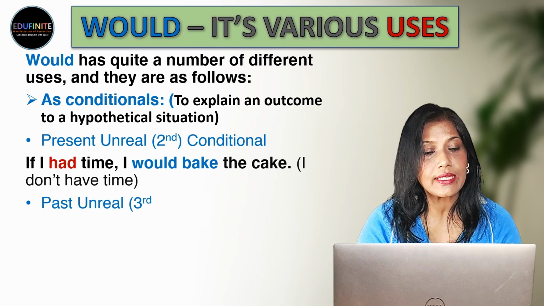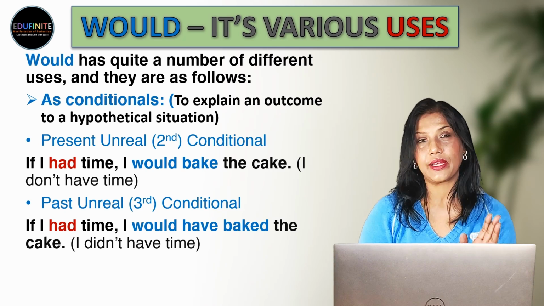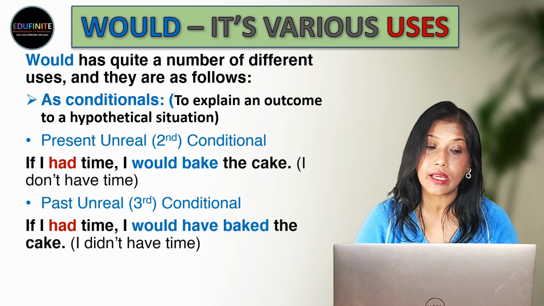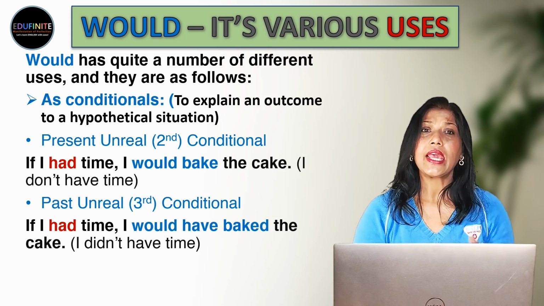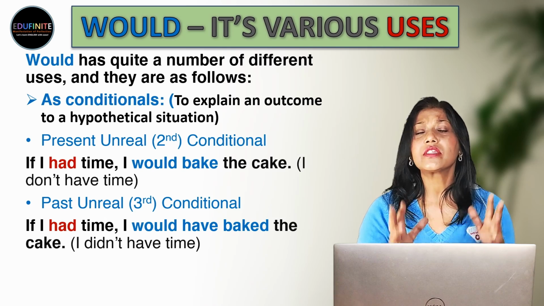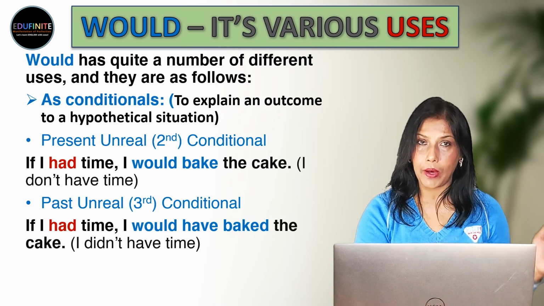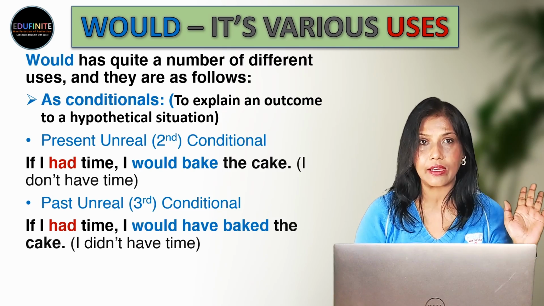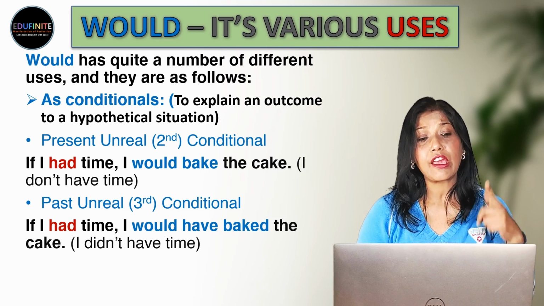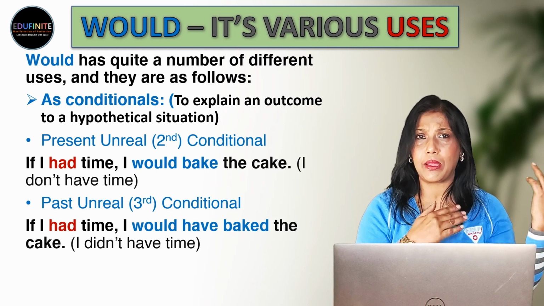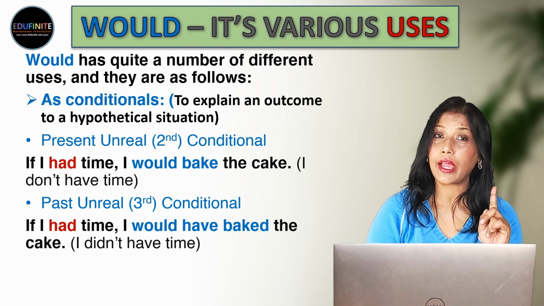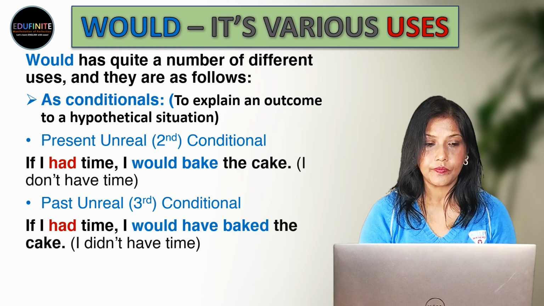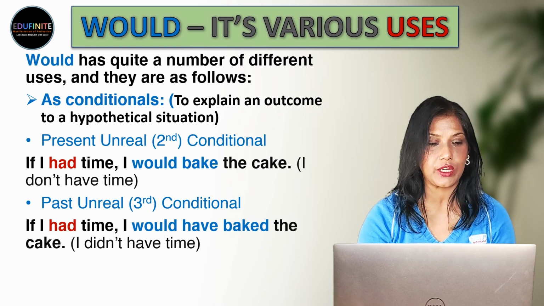The next one is the past unreal conditional or the third conditional. If I had time, I would have baked the cake. That means I didn't have the time. In the past, I'm talking about a situation which has already become past. That means I have already overcome that period. I'm now in the present. It had happened earlier. Then I had said, maybe to my friend at that time, that if I had time, I would have baked the cake. So this is how we use would in hypothetical situations.